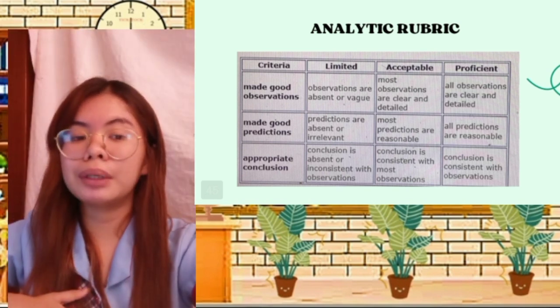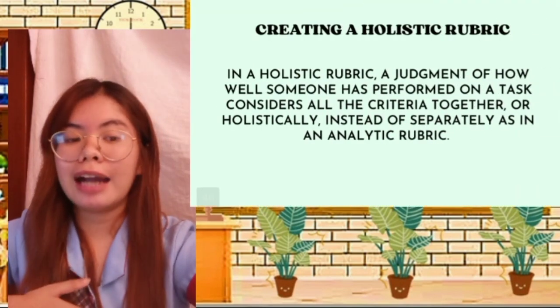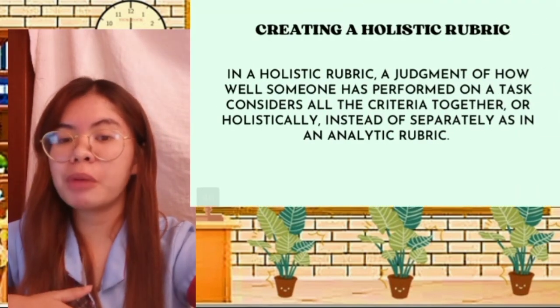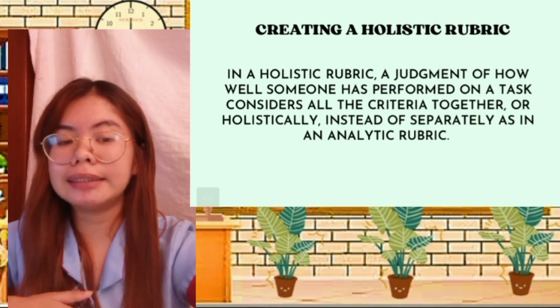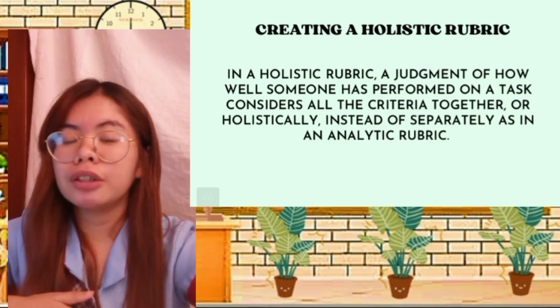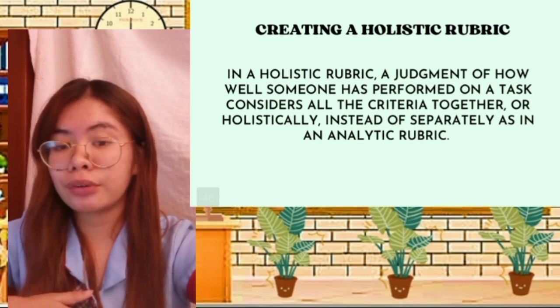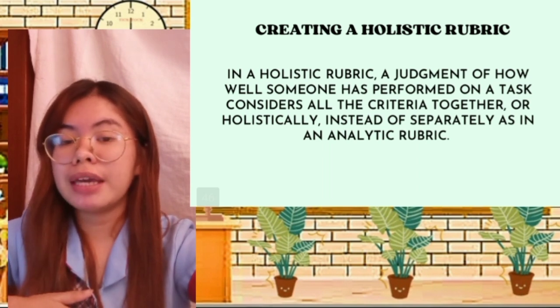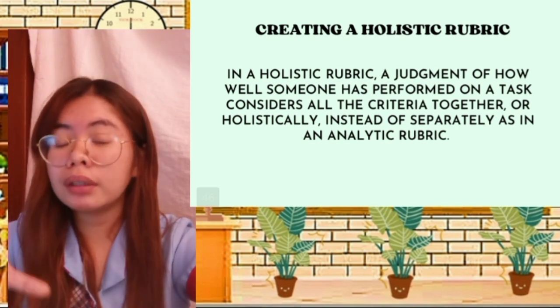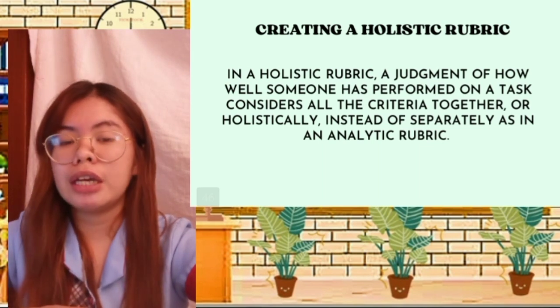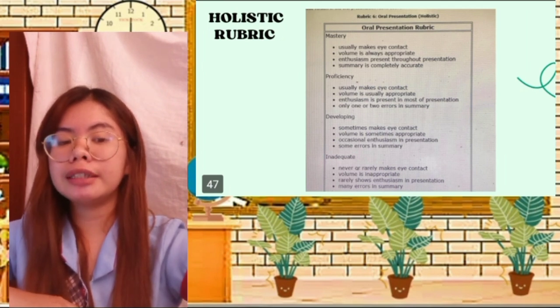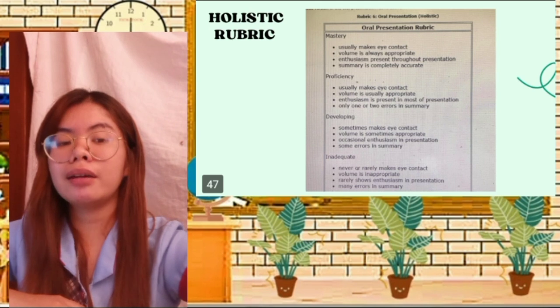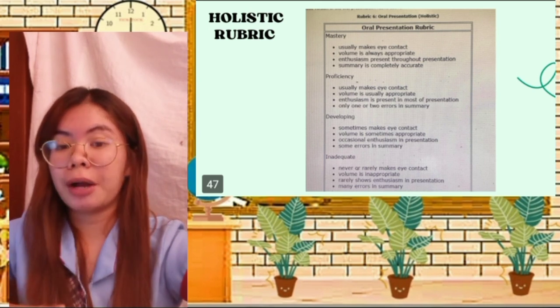Now let's move on to holistic. In a holistic rubric, a judgment of how well someone has performed on a task considers all the criteria together, or holistically, instead of separately as in an analytic rubric. So in contrast to the analytic rubric where each criterion is evaluated, in holistic the criteria are combined and evaluated overall. So, here is an example. This is an oral presentation rubric. So, mastery, proficiency, developing, and inadequate are all overall judgments, no?